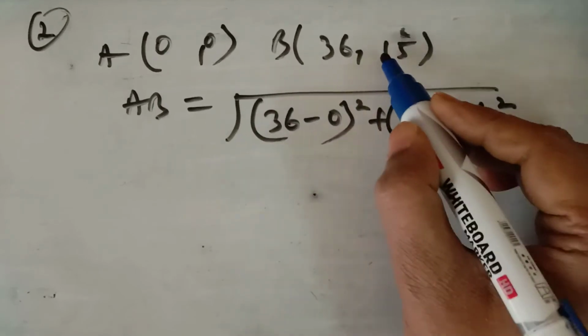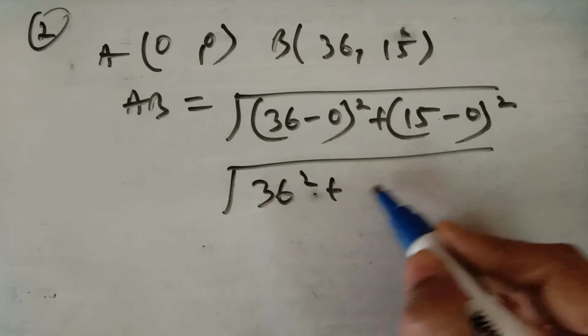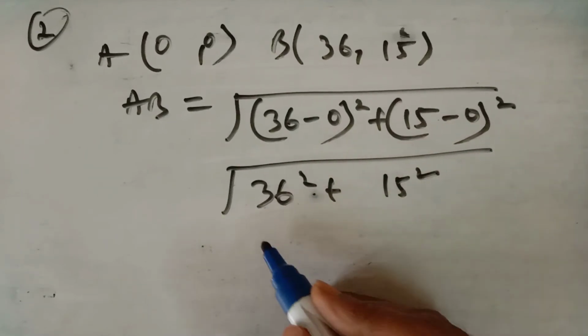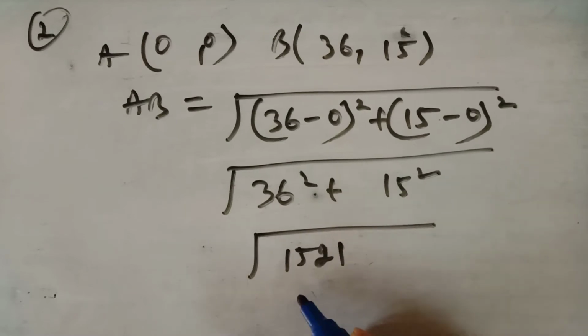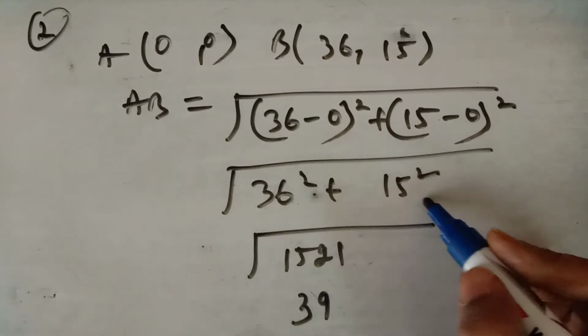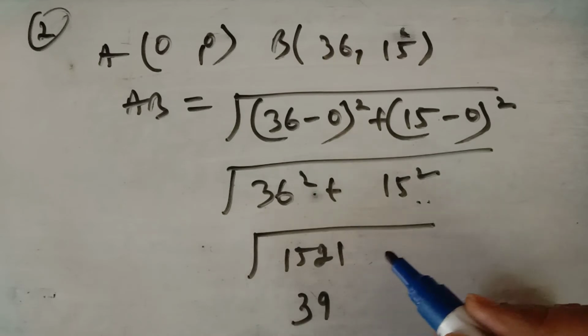That is, you have to find the distance of this point from the origin. So it is under root 36 square plus 15 square, which, squaring and adding, is coming out to be 1521, and the square root of 1521 is 39. You take your own time to find the square root or square of this.